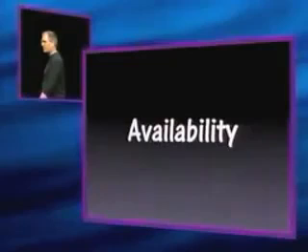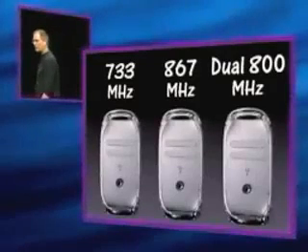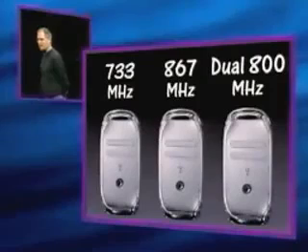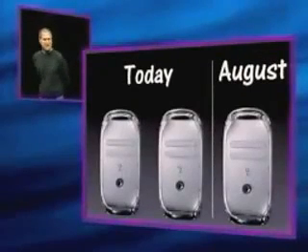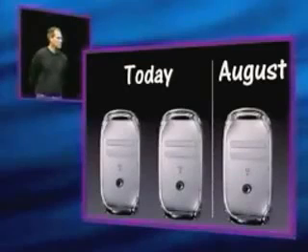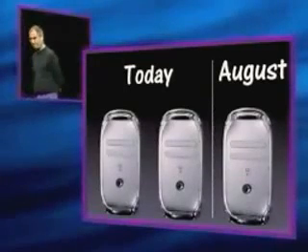Let's talk about availability. We've got three models. The 733 and the 867 are available starting today. The multiprocessor model will be available starting next month.